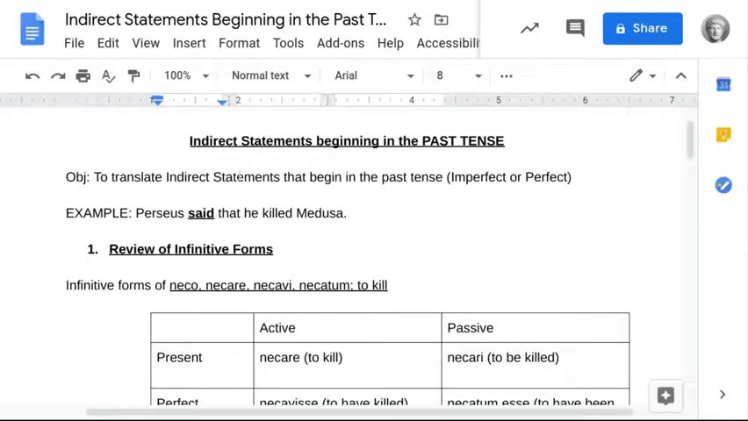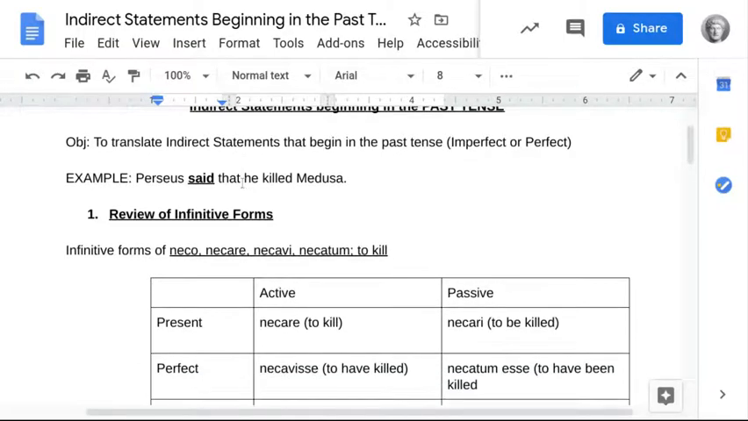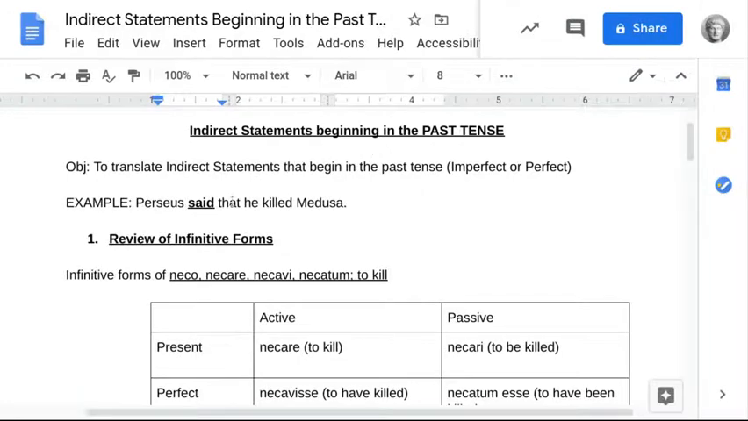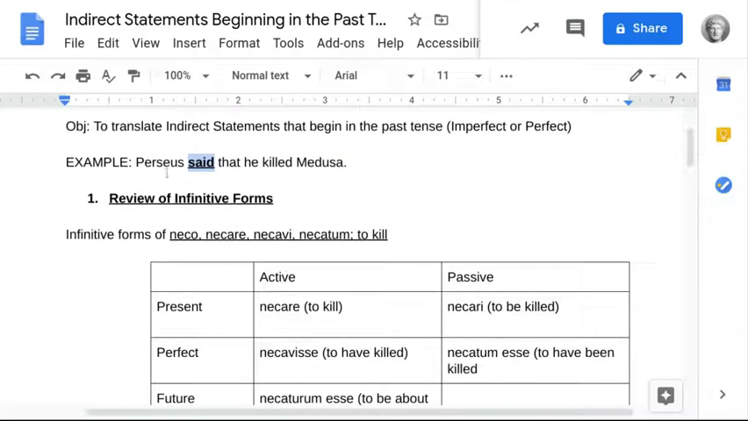All right, guys, we're going to take a look at what indirect statements do when they begin in the past. Every indirect statement you've done so far begins in the present. So the example here, Perseus said that he killed Medusa, works a little bit differently. You guys are used to Perseus says.